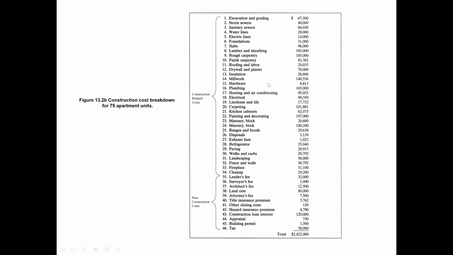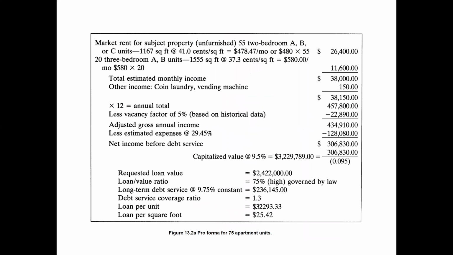So the total money they need to finance this project is 2,422,000. Now, in the previous figure, they are going to put what the income from this project will be. There is a market rent for the subject property. It's a 75-unit apartment.